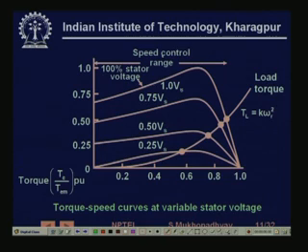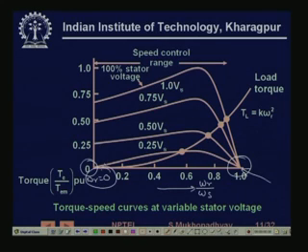So, this is a typical curve which shows that this side is not slip, this side is omega r by omega s, and this is when omega r is equal to 0, right. So, you see, I want to mention two things.